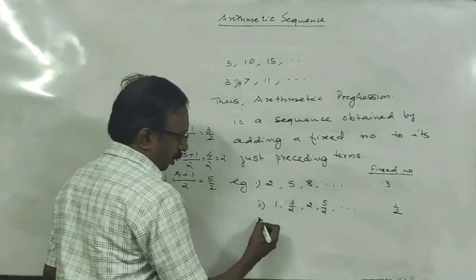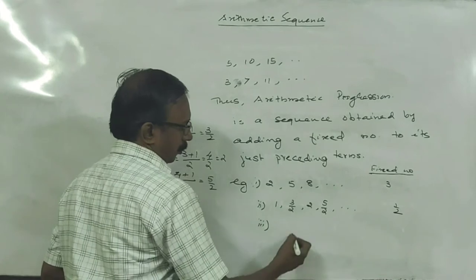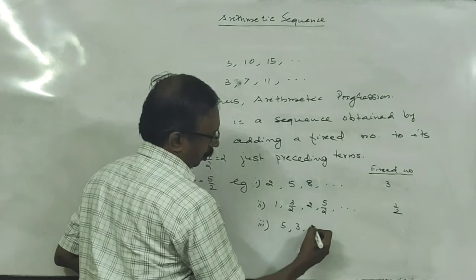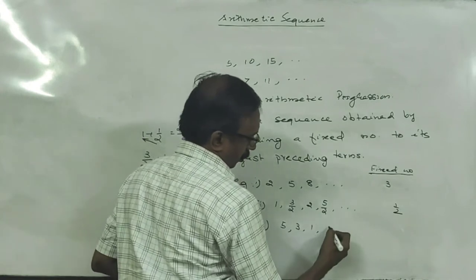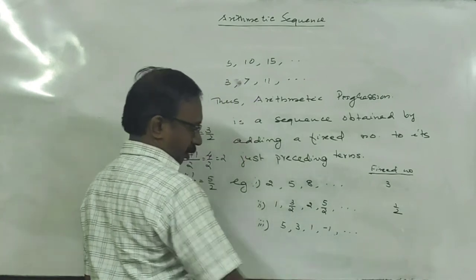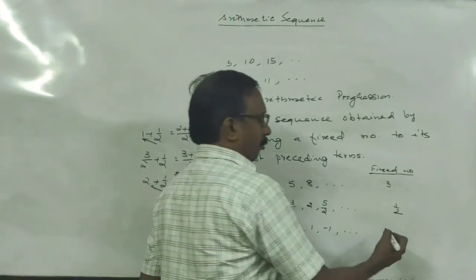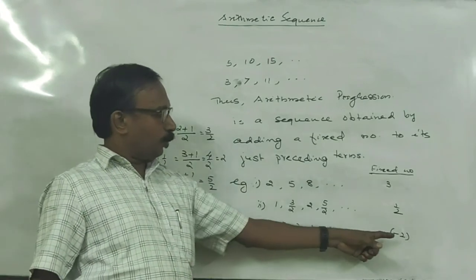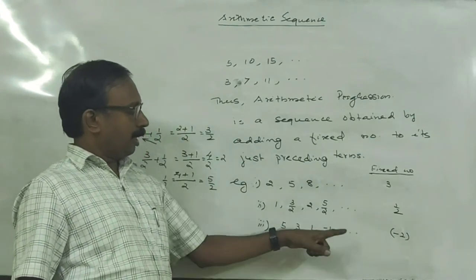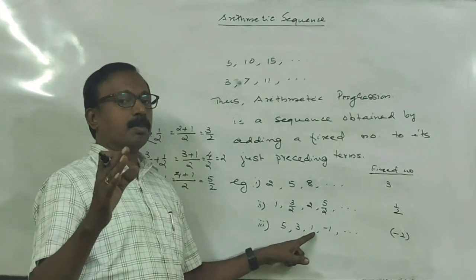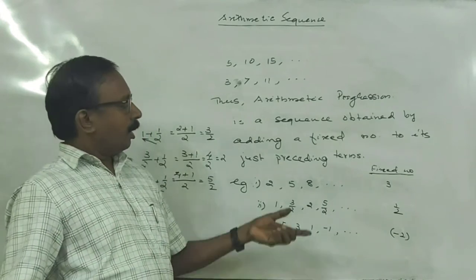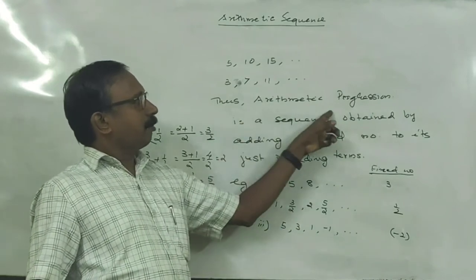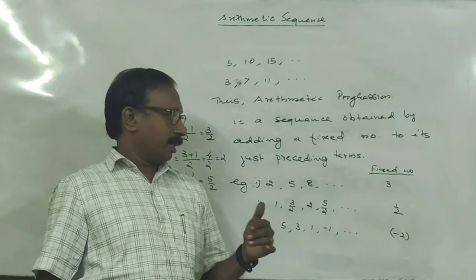Now, let us take another example: 5, 3, 1, minus 1, etc. Here, the fixed number is minus 2, isn't it? 5 plus minus 2 is 3, 3 plus minus 2 is 1, 1 plus minus 2 is minus 1, etc. All these are sequences and are arithmetic sequences or arithmetic progressions.